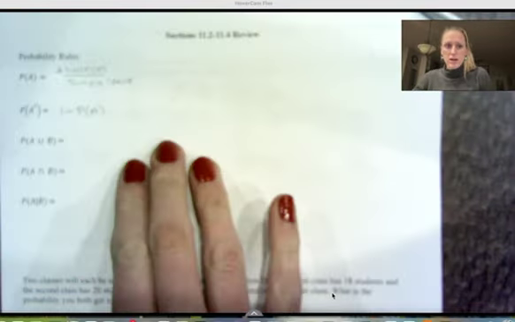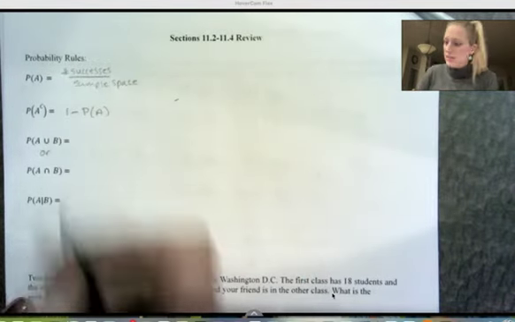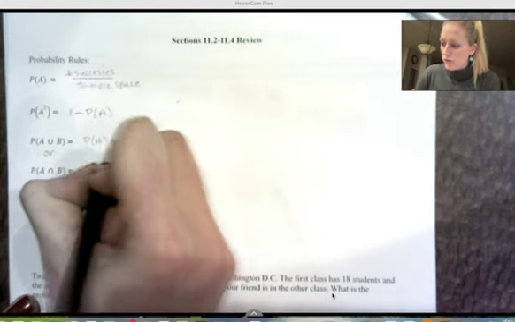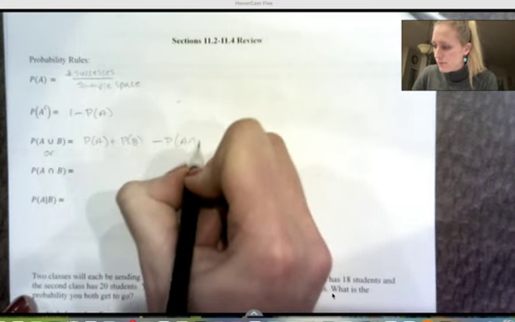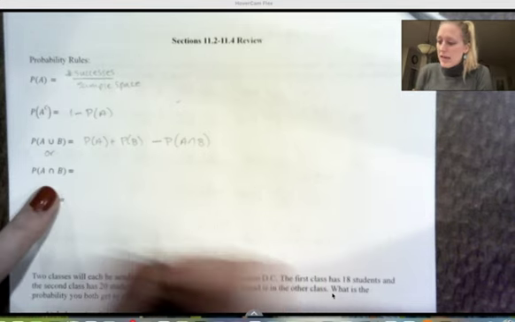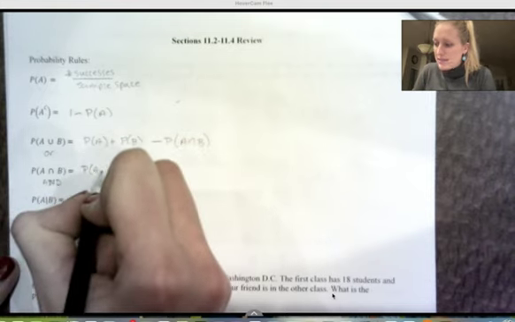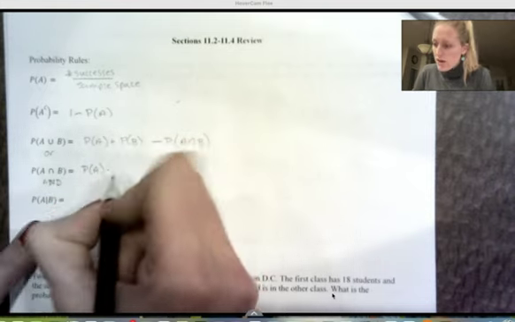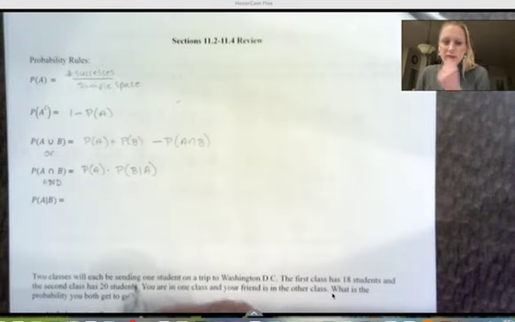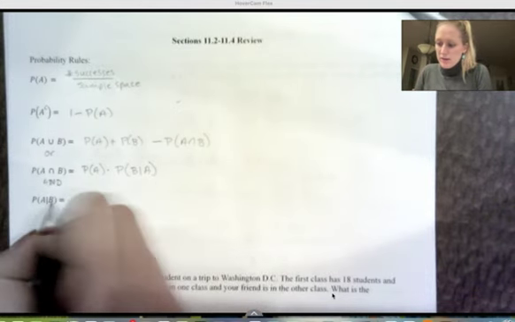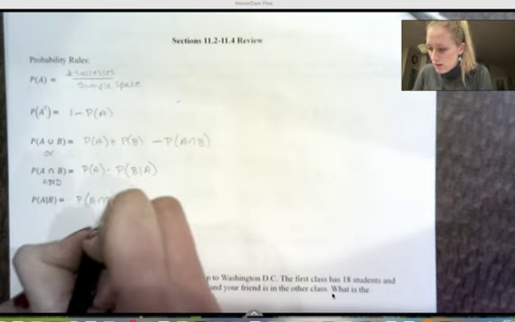For A union B, remember this is OR. This is adding the probabilities, because remember OR is more likely, but we have to subtract off any overlap. And is less likely, this is the multiplication rule: probability of A times probability of B. Remember, this depends on if it's independent or dependent. This is more what it looks like if it's dependent. And probability of A given B is the probability of the intersection over the probability of B.